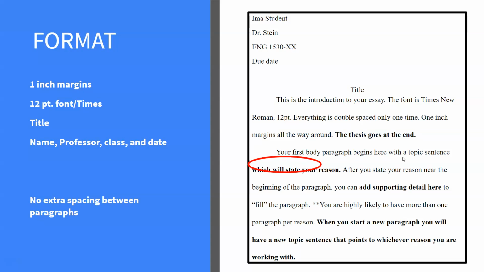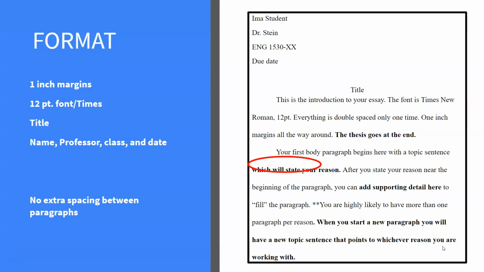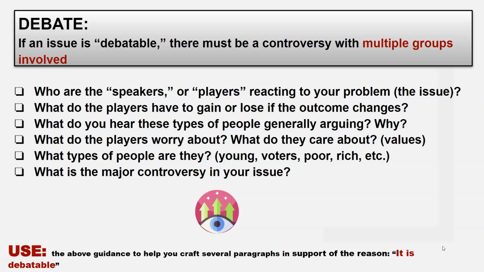So your first body paragraph begins with a topic sentence, which will state your reason, and then it's really up to you to add supporting details to fill that paragraph. And when you start a new paragraph, you'll have a new topic sentence that points to whichever reason that you might be working with. So of course, you want to think about if your issue is debatable. There must be a controversy with multiple groups involved. This is very much something that we went over during the last lesson.